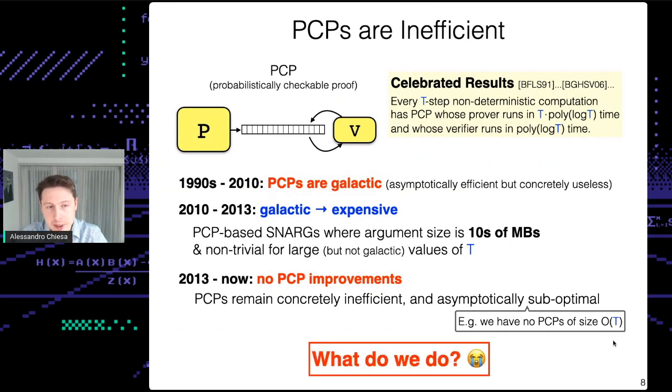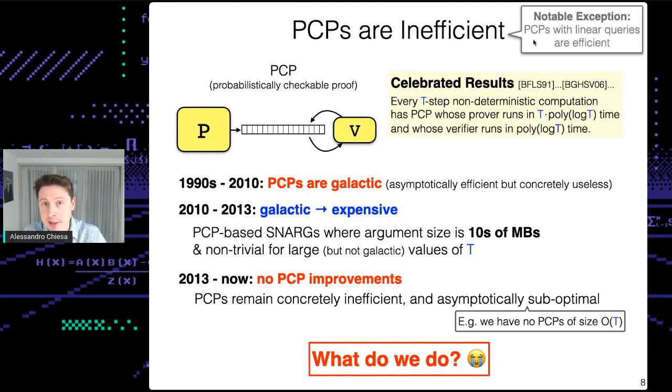And that's pretty annoying because PCPs are actually really versatile. You can use them in a number of SNARK constructions, but they're quite inefficient. A notable exception that has been used in practice is a relaxation of PCPs, which is known as linear PCPs. I alluded to this earlier. It is a PCP where the verifier is allowed to make linear queries to the proof. These are actually efficient. This is one exception in this area.